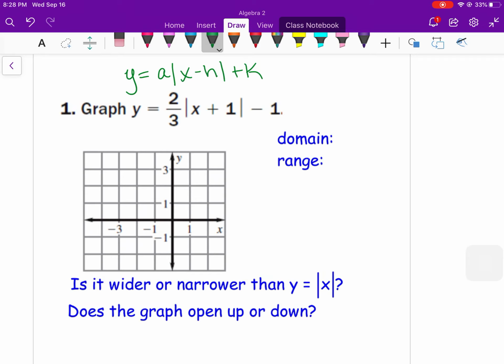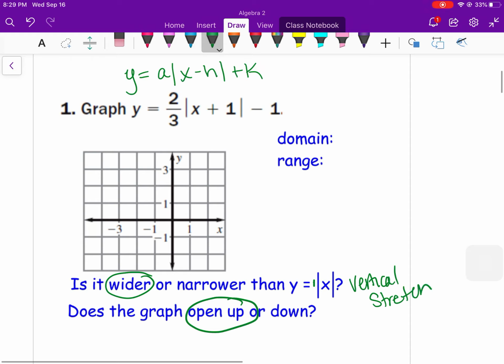So this a value is 2/3, which means we know that it opens up, and since it's 2/3, I know it's going to be wider than the parent function with a value of 1. It means that it will have a vertical stretch. So it stretches it vertically, which makes it more narrow.